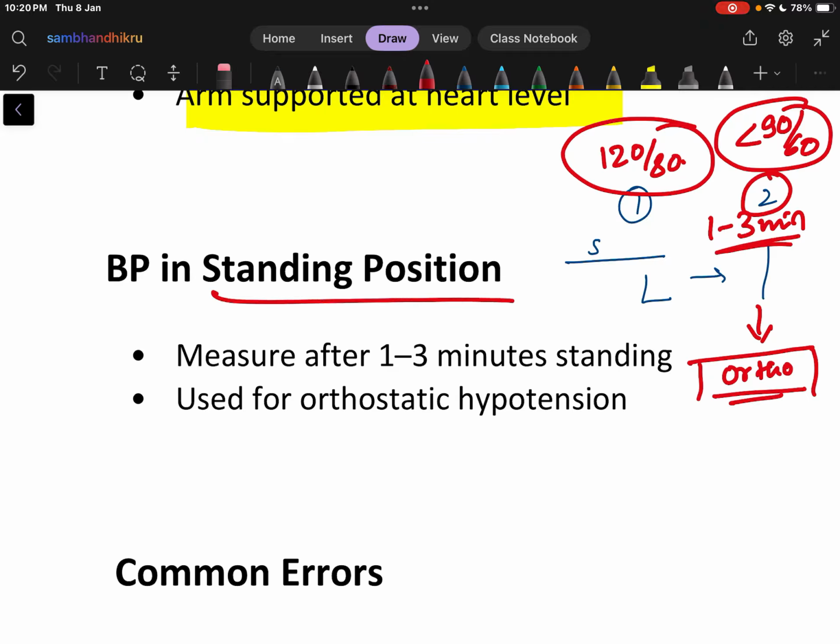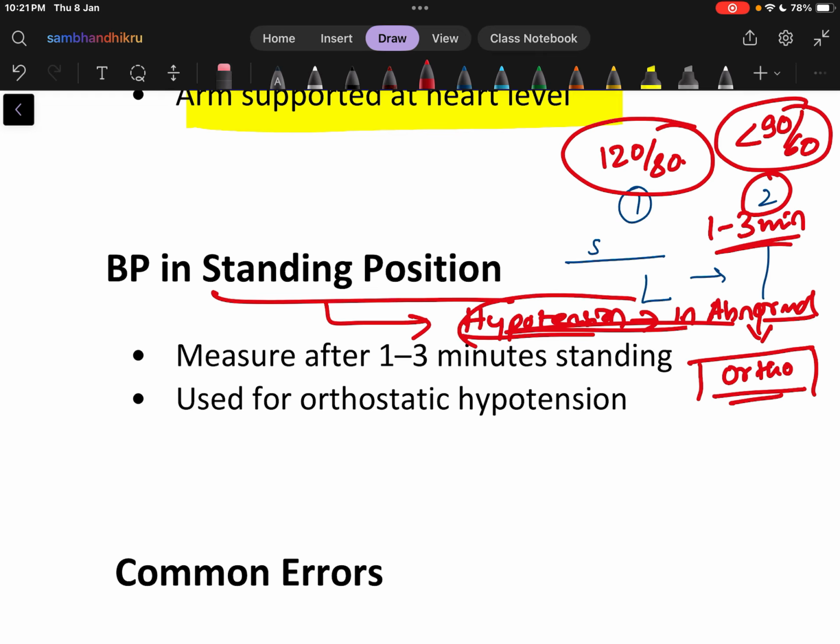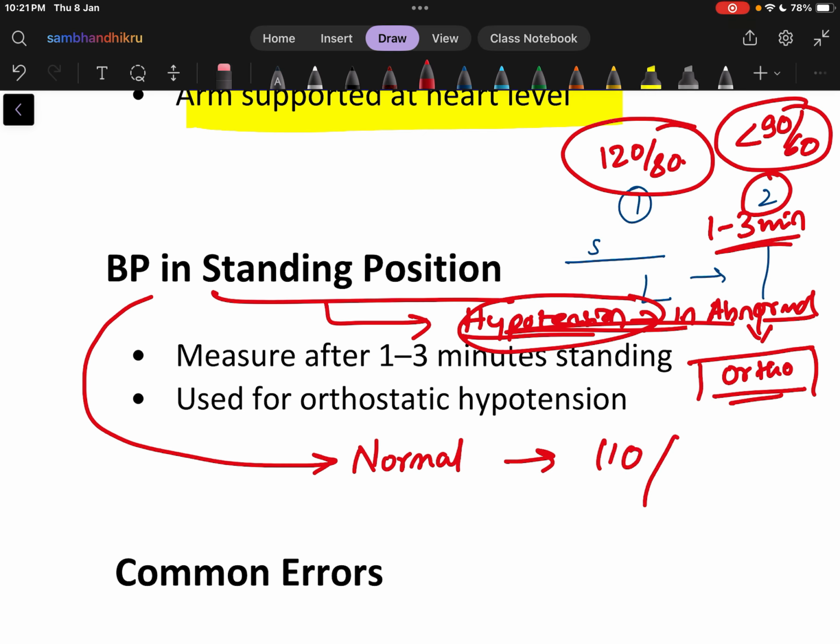So in the standing position, 100% you will get what? 100% you will get hypotension in an abnormal patient. Okay, if the patient has a disease condition, at that time they may get hypotension. Sir, what about BP in standing position? For the normal, you will get less than like 110 by 70, or 100 by 90, 100 by 80, like this you can get.